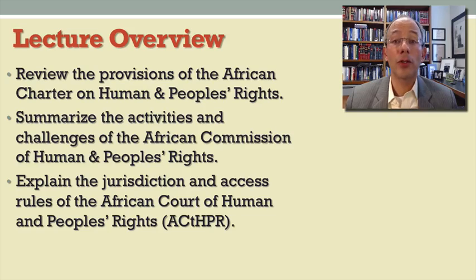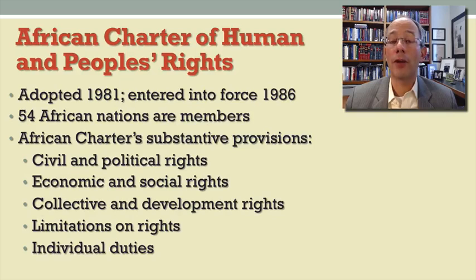Let's turn first to an overview of the African Charter. This is the most recent of the three major regional human rights systems. The Charter was adopted in 1981 and entered into force in 1986. And as of today, 2014, 54 African nations are members. That's virtually every country on that continent.